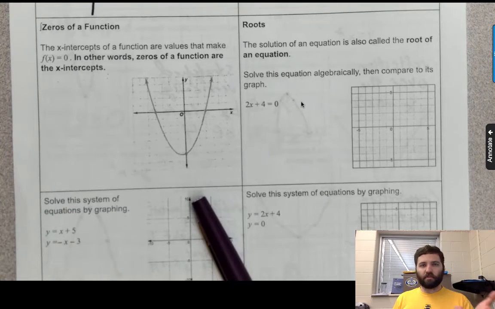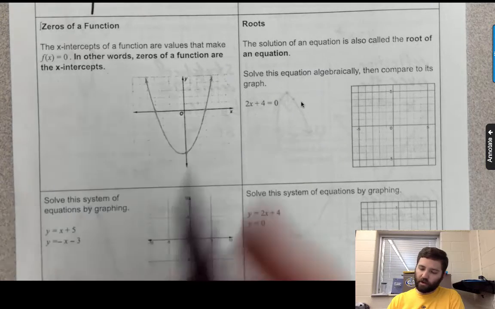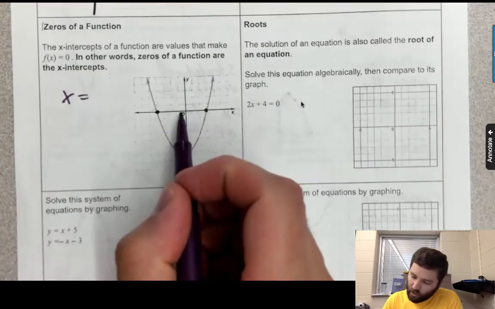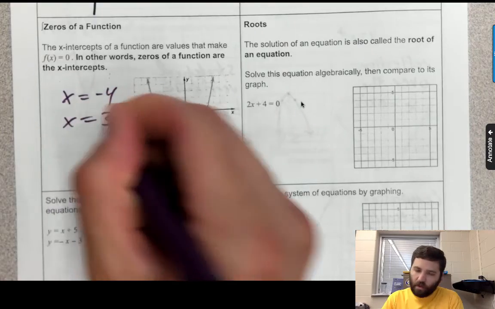The x-intercepts of a function are values that make f of x 0. In other words, they're the x values that make y 0. Another name for those is the zeros. So when you are asked to find the zeros of a function, the zeros of the function are the x-intercepts. You can think about those basically interchangeably for our purposes here. So here, if we want the zeros in this function, the zeros are at x equals negative 4 and x equals 3.